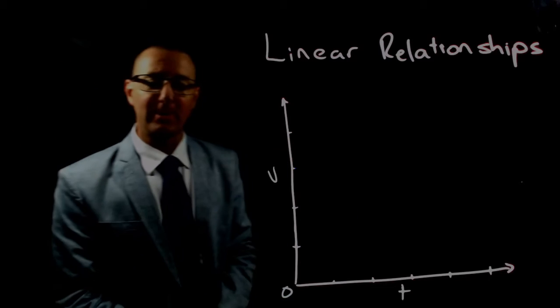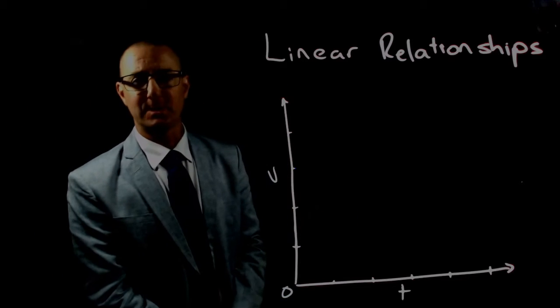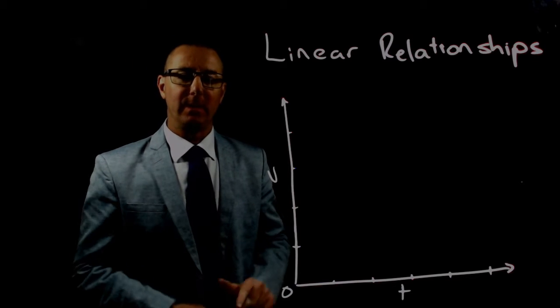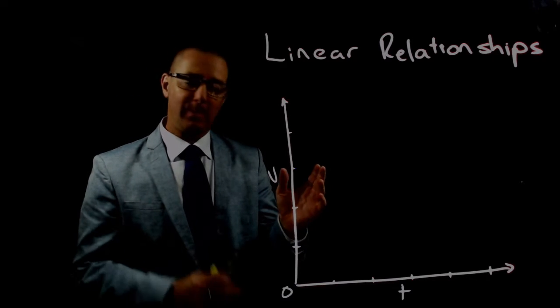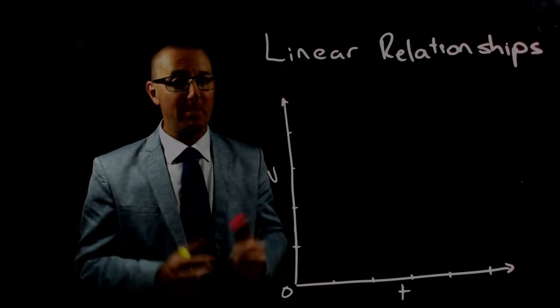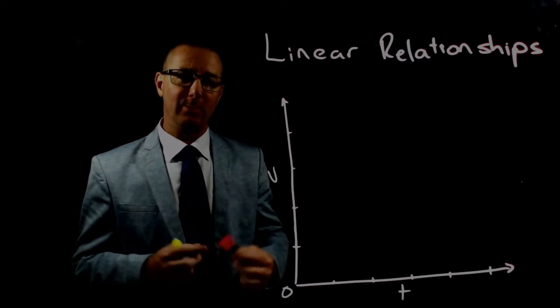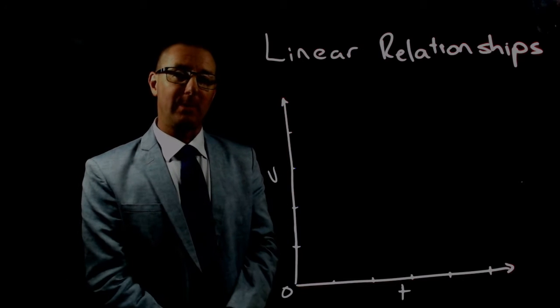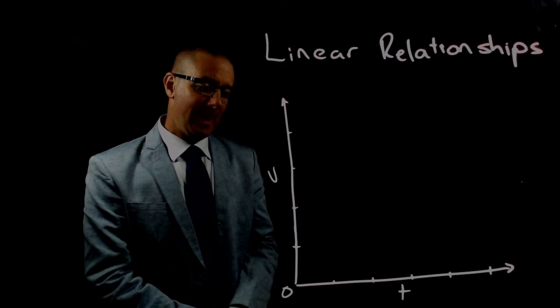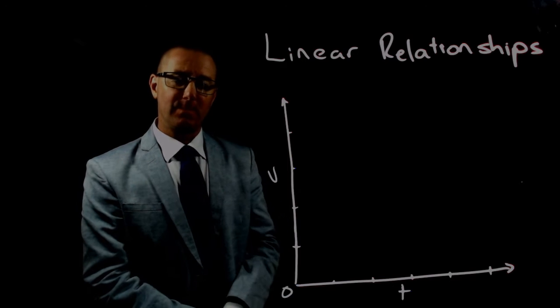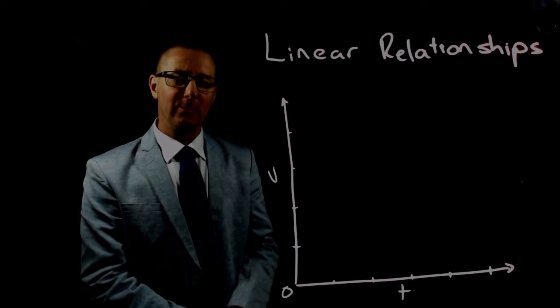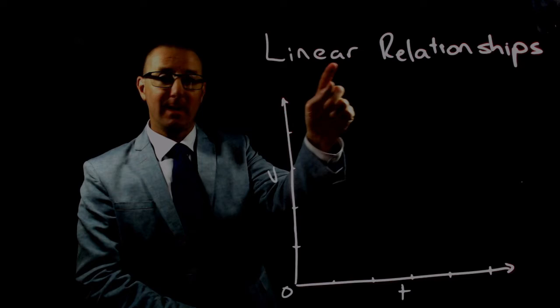Today we're going to start looking at a new topic. We're going to look at linear relationships. Now linear relationships are where we're able to take two variables. You'll remember from our topic on algebra, we were talking about variables. Linear relationships are where we're able to take two variables and make a relationship between those variables that can be represented by a line.